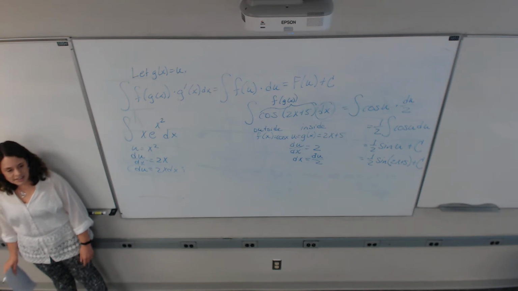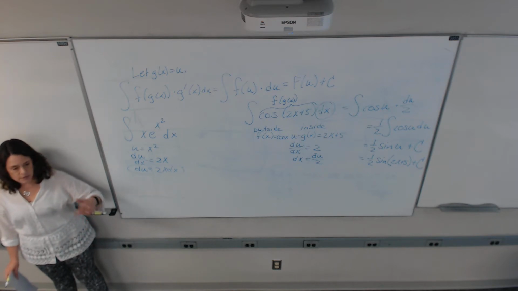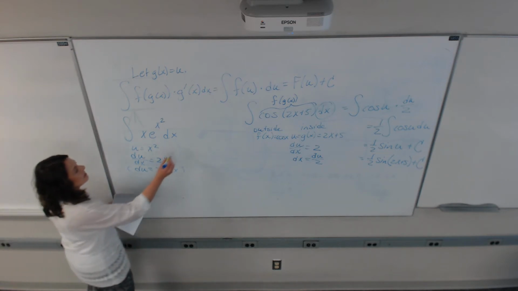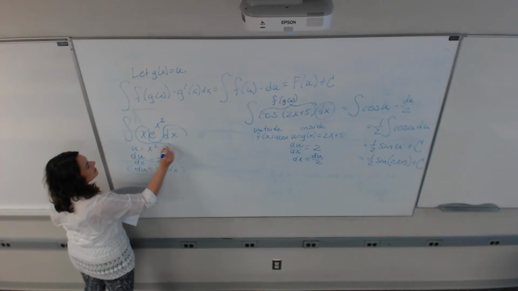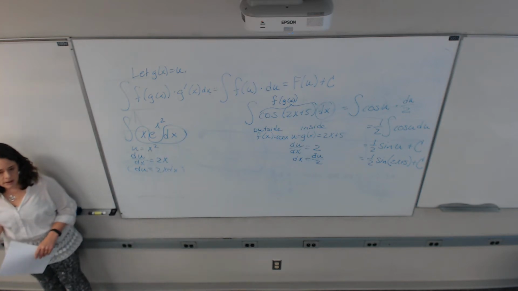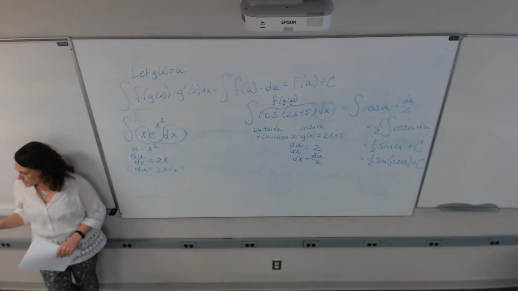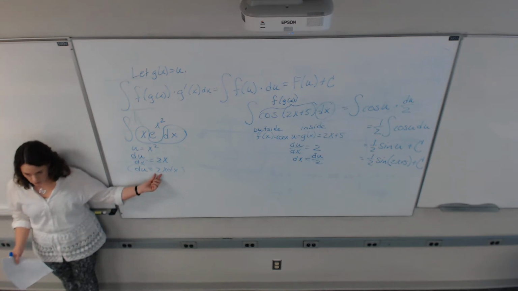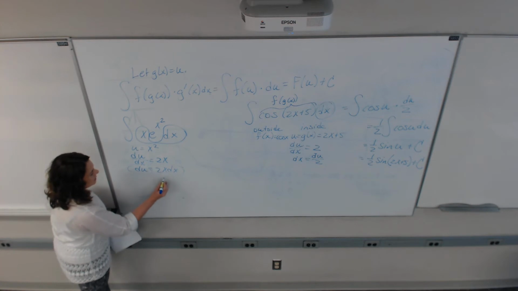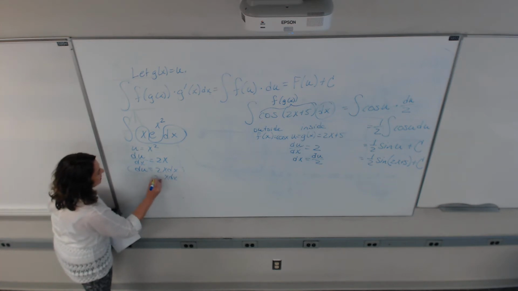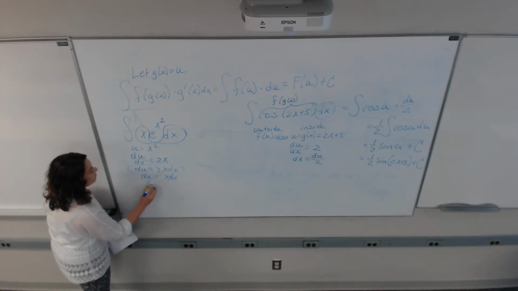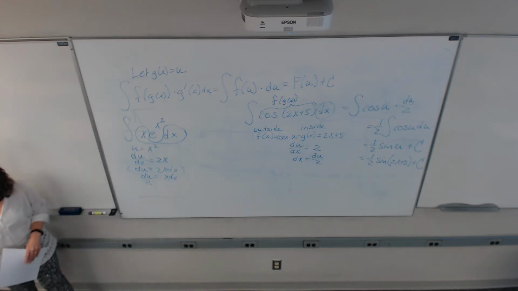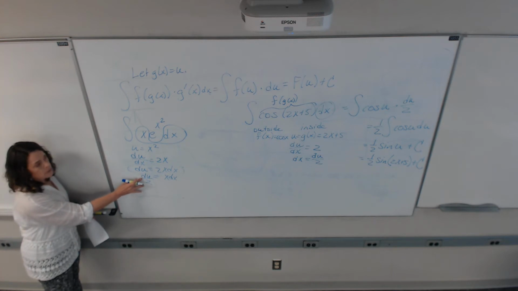I have x dx. Do you remember I said I sometimes circle the pieces that are part of the derivative of the inside? This x dx, do you see that part right there? That is part of g prime of x. What am I missing? The 2. So I abuse the notation, I solve for x dx, and that gives me du over 2. The x dx that I circled is going to be completely replaced by du divided by 2.